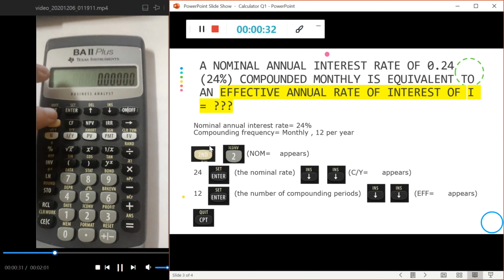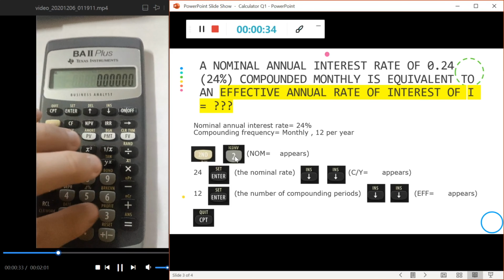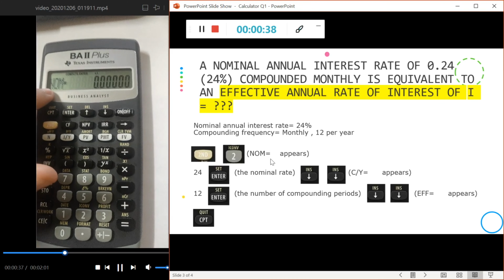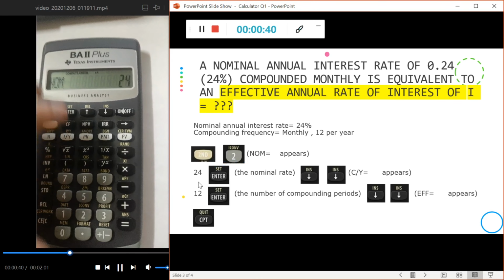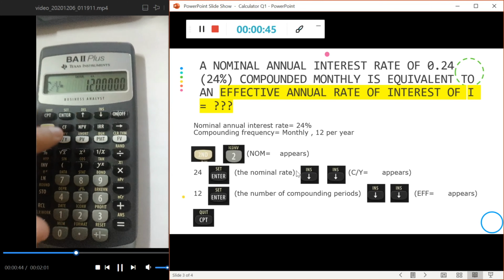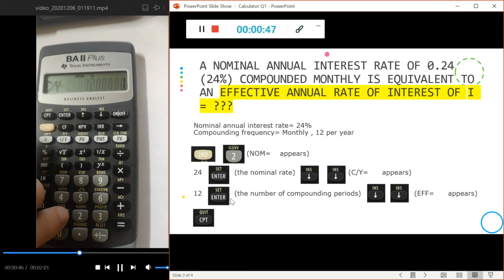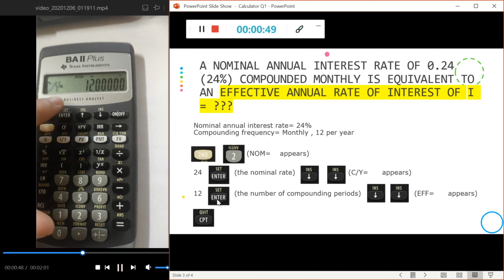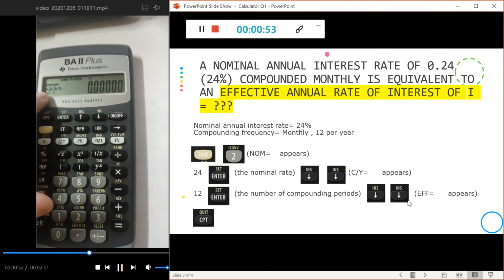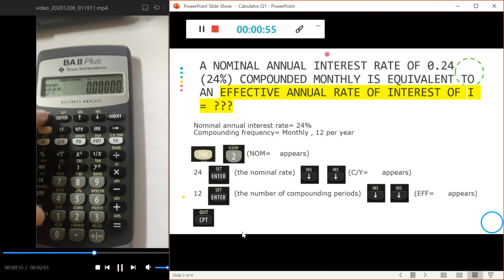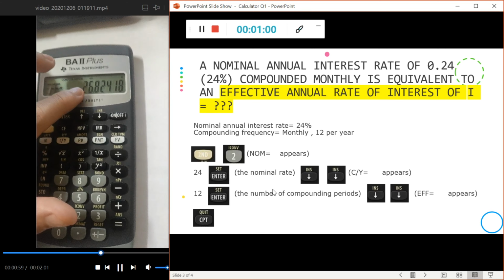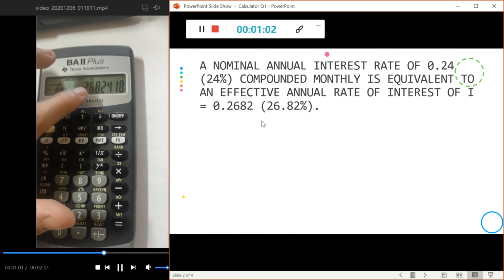So we press second ICONV. Okay, you can see NOM appears, and then 24. Enter to key in the nominal rate, and then down, C/Y appears. Okay, 12. Enter to key in the number of compounding periods, and then down, EFF appears. CPT to compute the EFF, to compute the effective annual rate of interest.